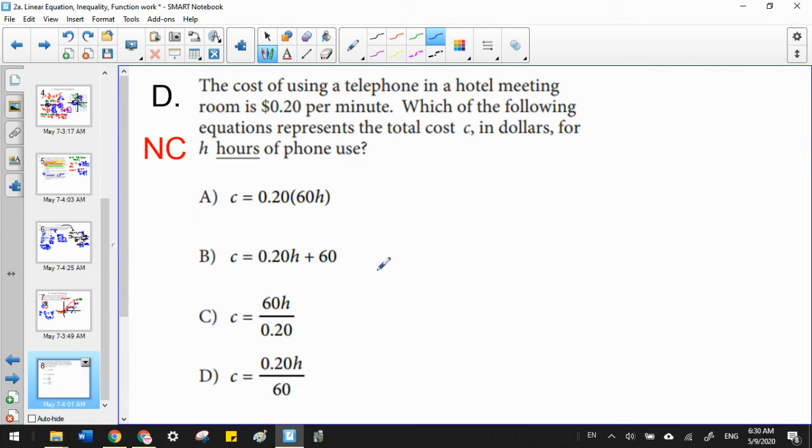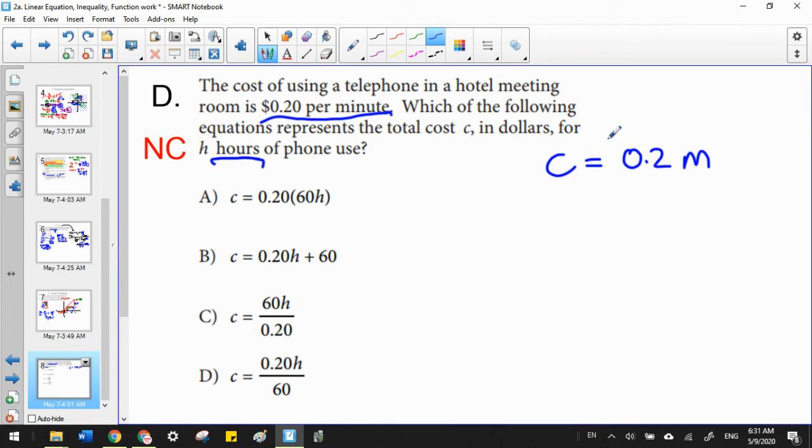The cost of using a telephone in a hotel meeting room is 20 cents per minute. Which of the following equations represents the total cost C in dollars for H hours of phone use? So this is a super weird situation right now. We can recognize that this is a linear equation because they're giving us a direct rate of 20 cents per minute. So the way you think about writing this equation is, the cost is equal to 0.2 times m, which is the number of minutes.